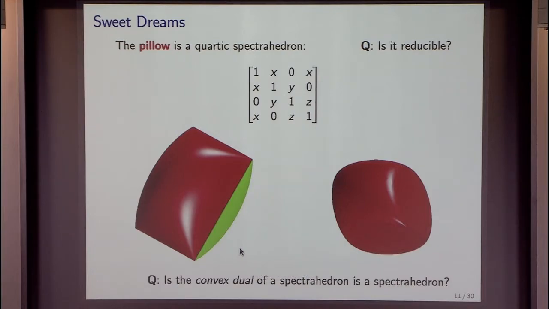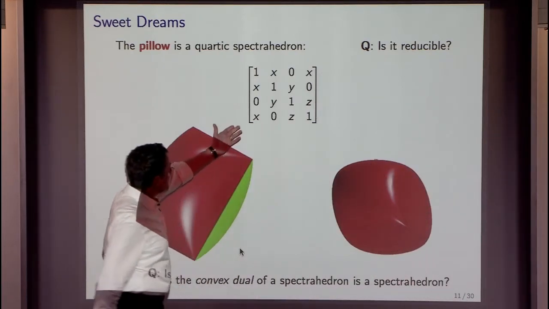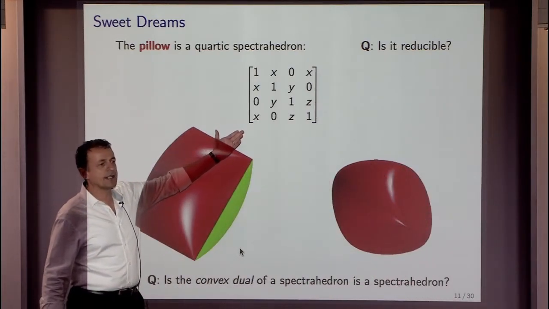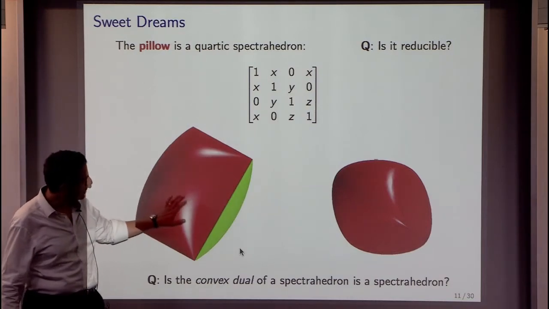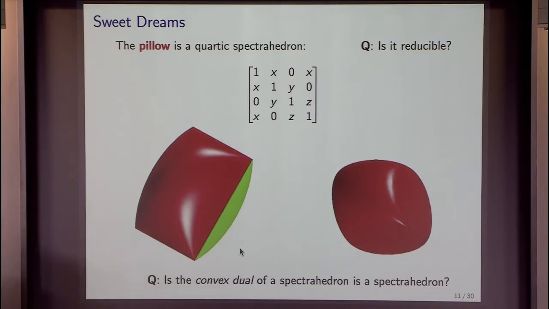Okay, so here is a quartic spectrahedron. If you take the determinant of this matrix, it does not factor, right? When you draw the picture, it looks like there are two parts of the boundary. There's the upper red part of the pillow and the lower green part of the pillow, but they are both parts of the same irreducible quartic curve, the pillow boundary.